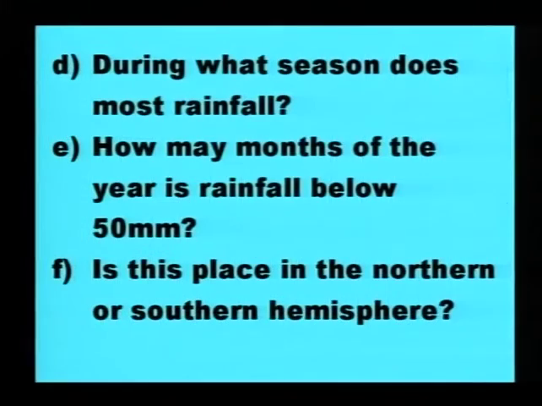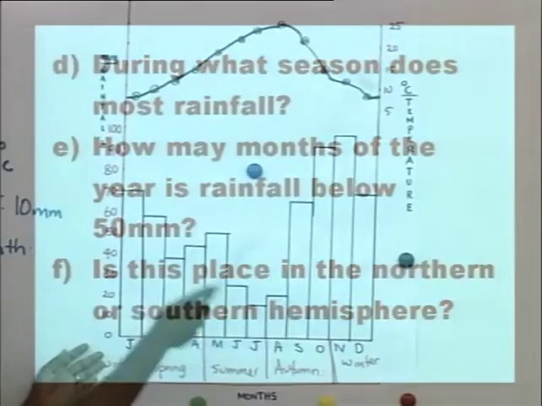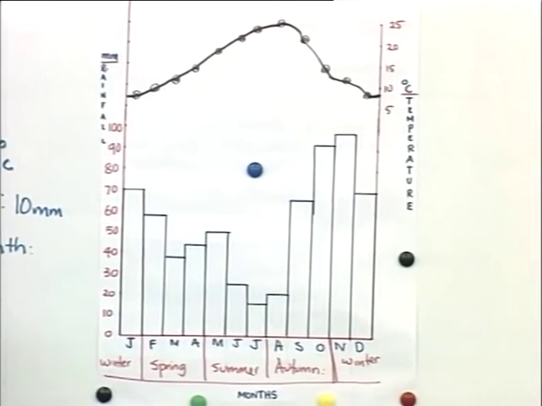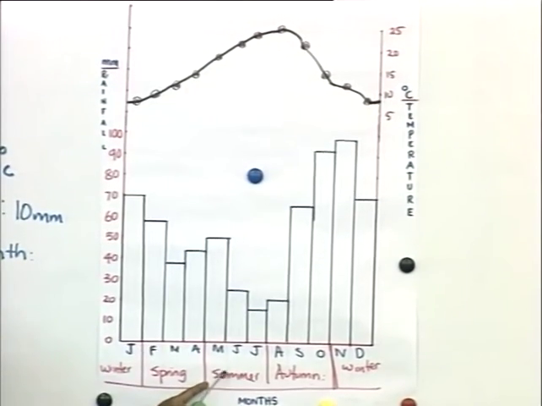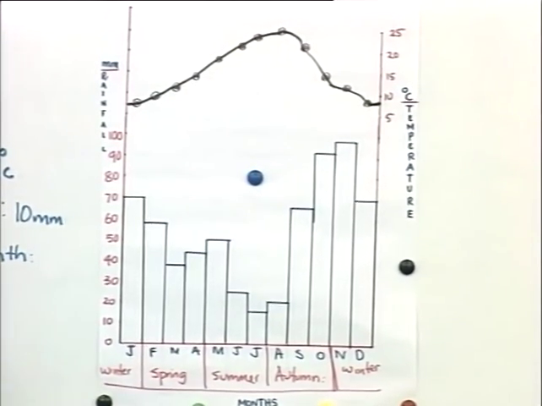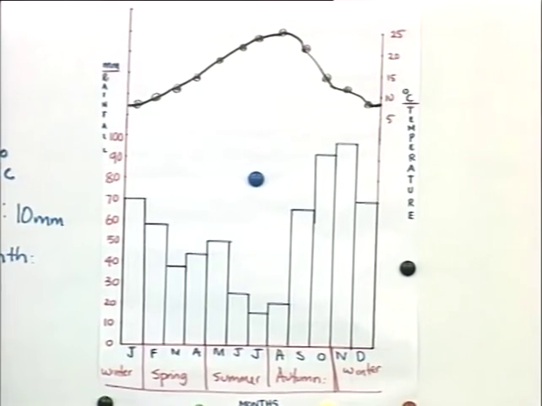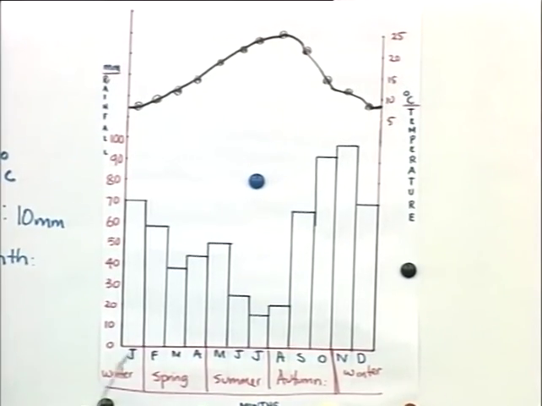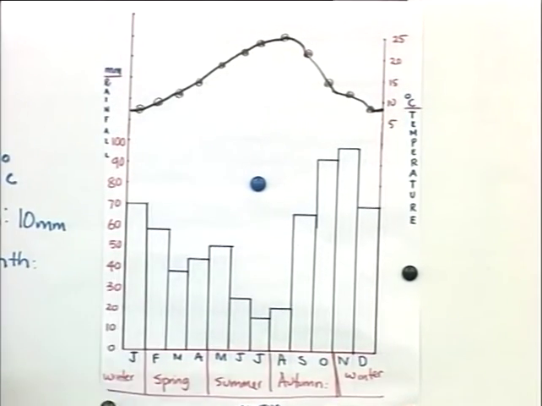Okay, finally, is this place in the northern hemisphere or southern hemisphere? And our answer will have to be in the northern hemisphere because there is a bump in the temperature in the middle months. And we know that in the northern hemisphere, in the middle months, that's when they have their summer. And that's where the temperatures will be the highest.